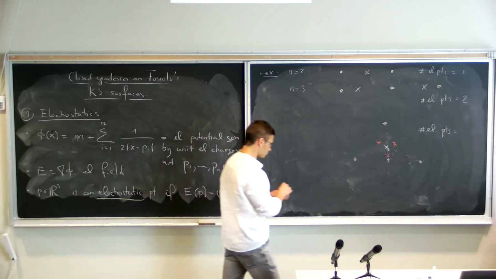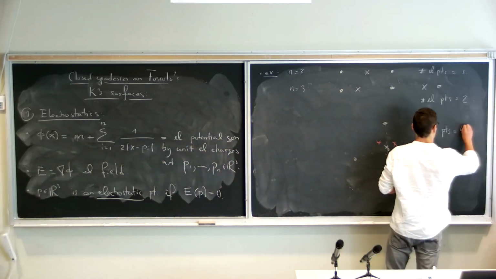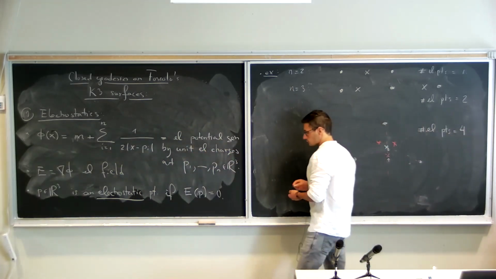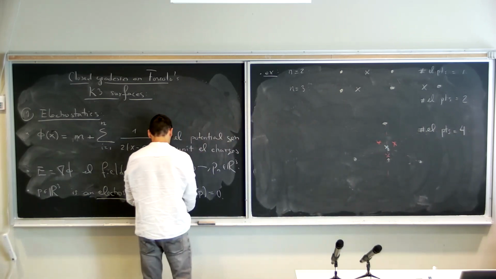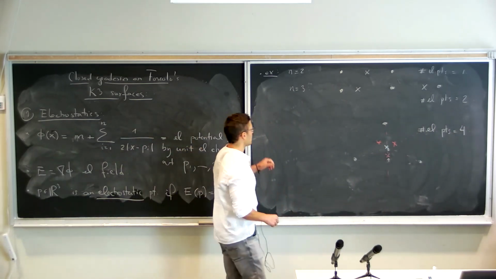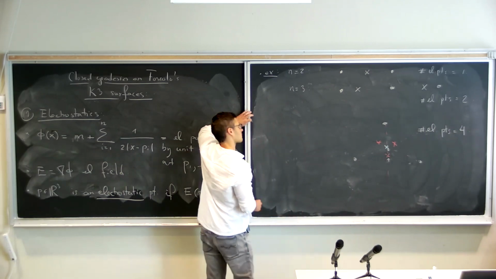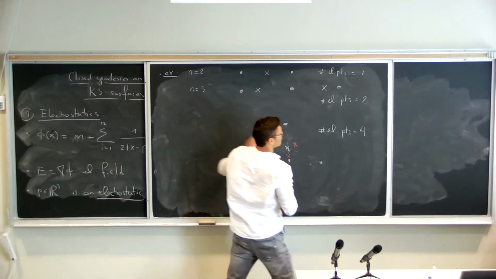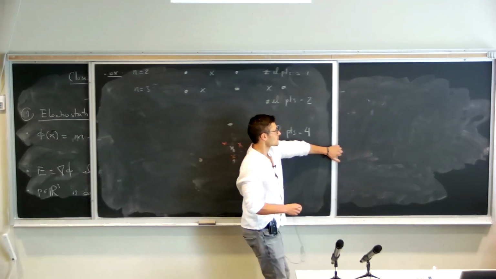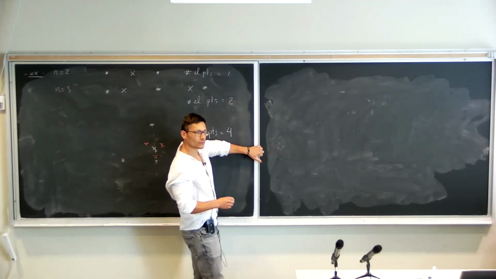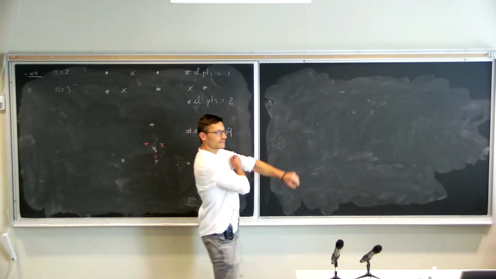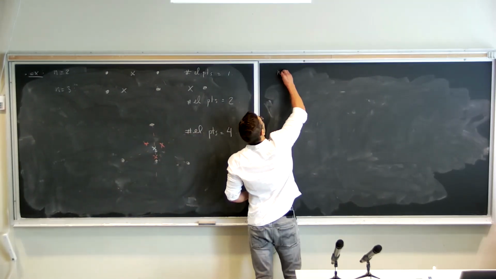So there are actually 4 electrostatic points, and I've drawn them with different colors. Maybe I'll come back to these later. Let's just do one more example. Let's try to find a lot of these. So I'll do an example with 9. So n equal to 9.